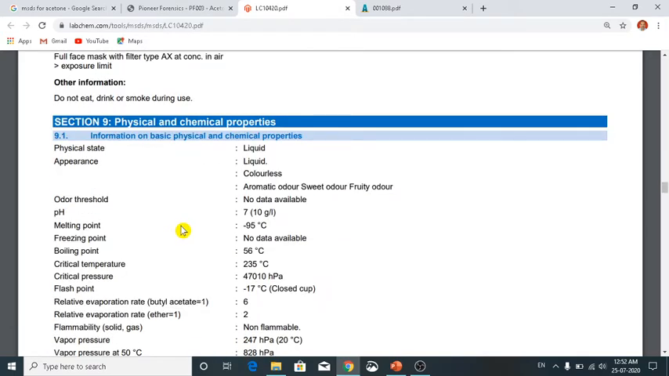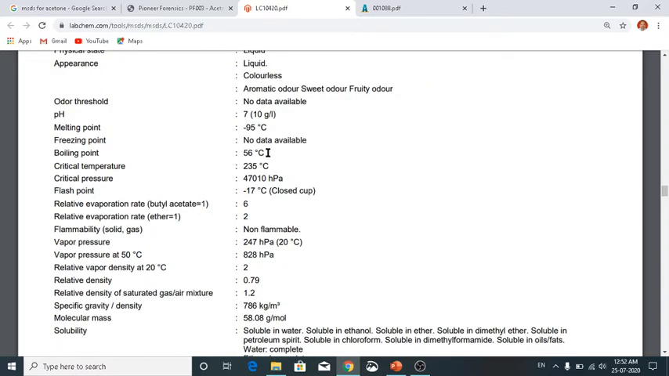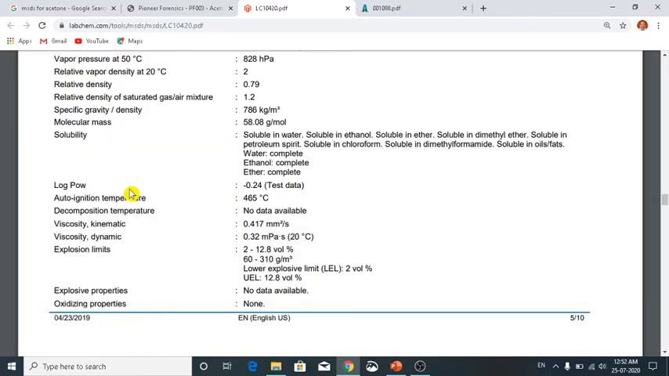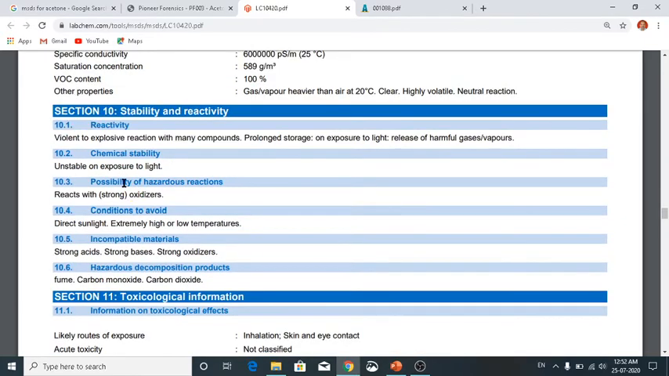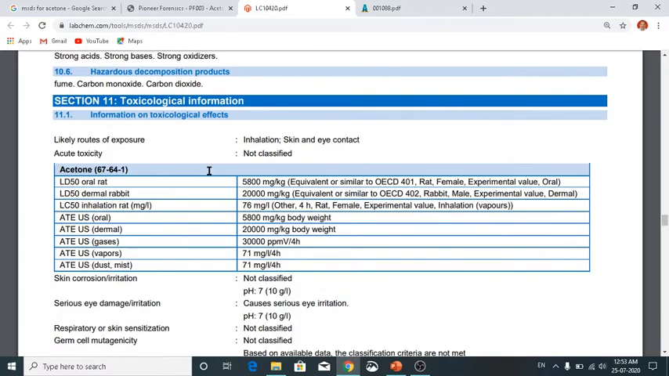So, several physical and chemical properties. We know that it is a liquid, colorless, with an aromatic, sweet odor. 56 degrees Celsius is the boiling point of this particular compound, and other physical and chemical data is available here. Stability and reactivity is also available here. It is volatile. Toxicological information is also given here.